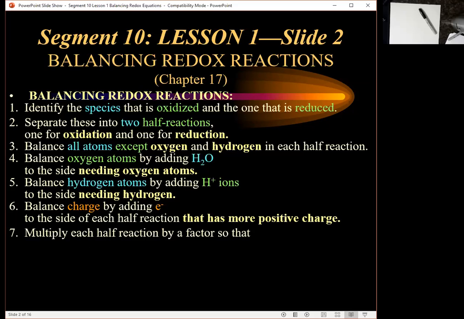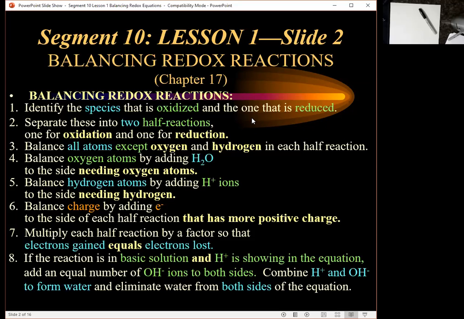Now, when you get to this stage, you've got 2 half reactions. Each one of them is balanced according to atoms and balanced according to charge. But one of them shows electrons as a product. The other one must show electrons as a reactant. And the total amount of electrons moved in the reaction has to be the same. So you have to multiply each half reaction by some number so that the number of electrons gained equals the number of electrons lost.